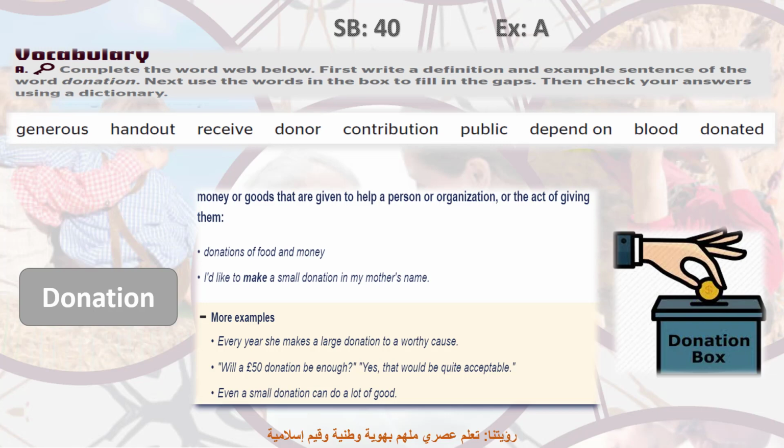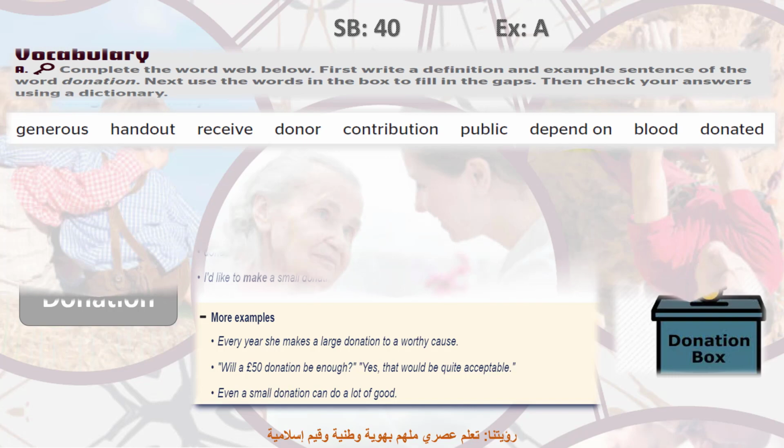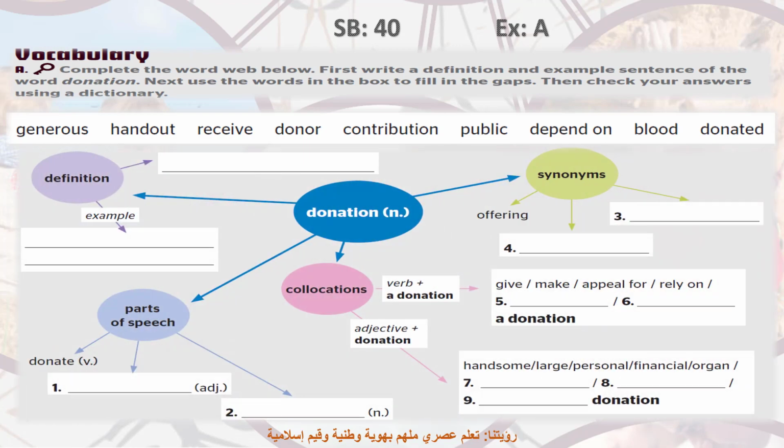Now it's time to use the words in the box here, which are generous, handout, receive, donor, contribution, public, depend on, blood, donated. We're going to use all these words to fill in the spaces in the diagram. As we all know, the diagram is related to the word donation. What's the definition of donation? I think we have just looked it up in a dictionary, and donation means money or goods given to charity.